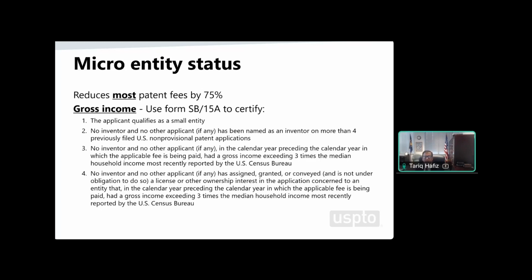Finally, you have to certify that this invention is not subject to assignments to, say, an employer or a university. Remember, if your invention was conceived using your employer's or university's money, time, or equipment, you may be required to assign your invention to them.